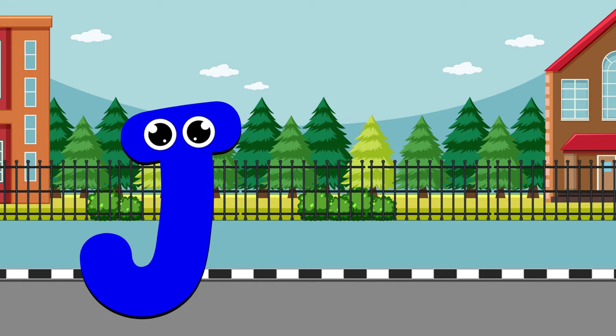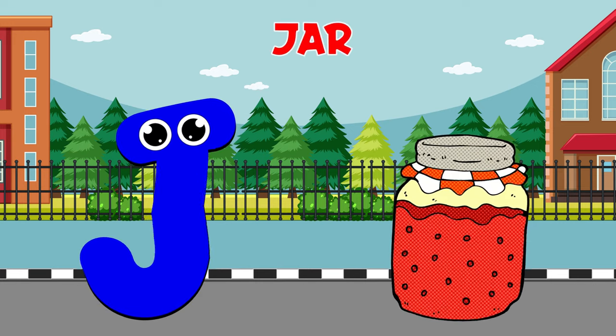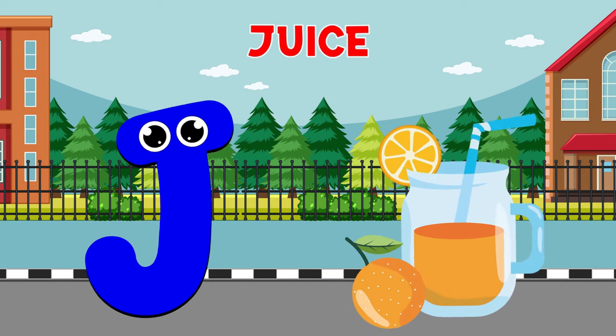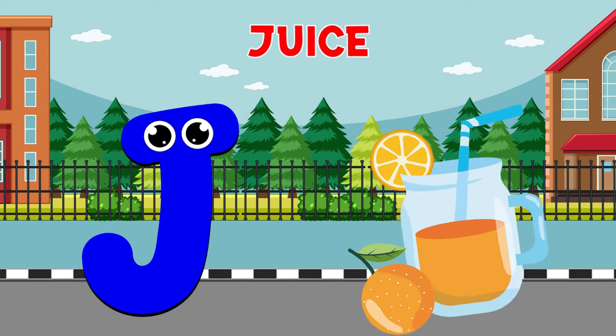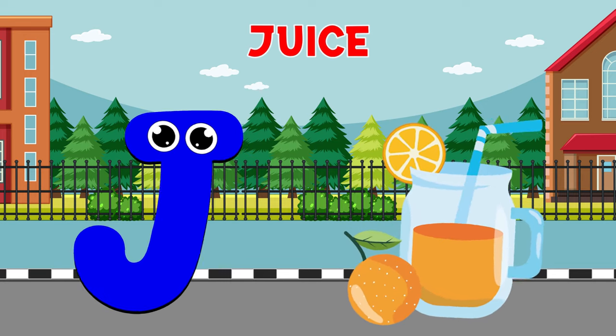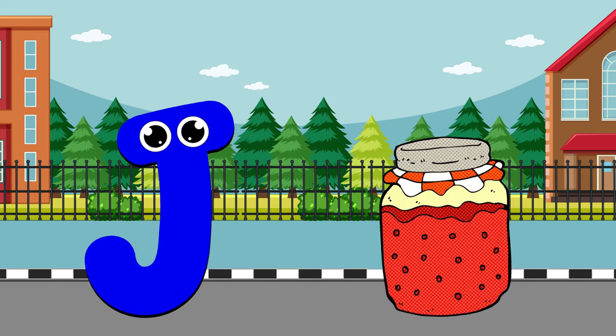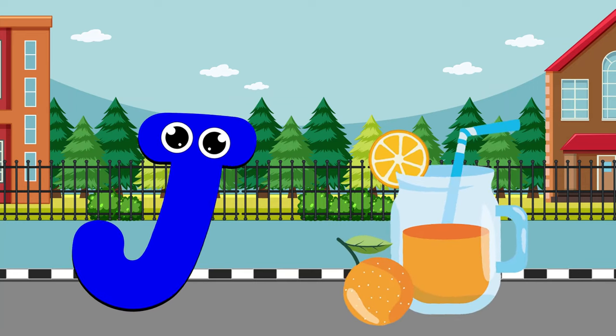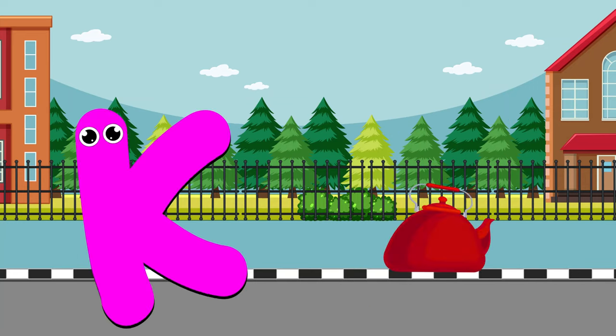J is for jar. J is for juice. J is for jar. J is for juice. K is for kettle.